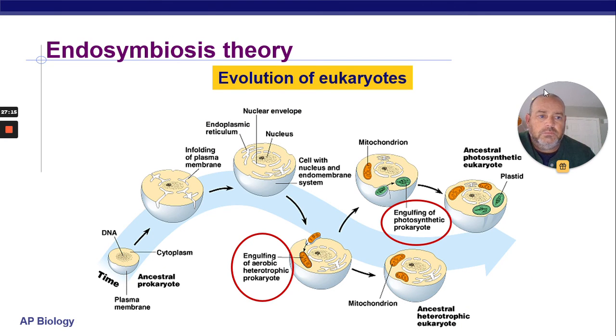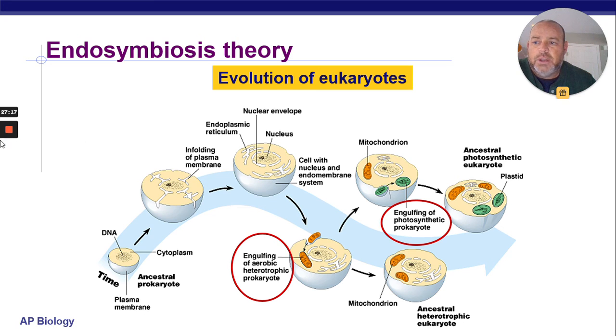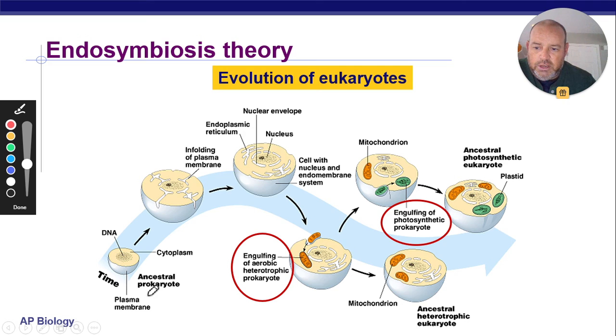So this is just a picture showing you kind of how it went. So here's your ancestral prokaryote, and you can see here's the folding in of the plasma membrane, and then one of them turned into an ER, and you get the nuclear envelope and the nucleus, and so it's progressing along the way. Years, this is not quick, right? Lots of years have gone by, thousands and millions of years. So here we engulf an aerobic heterotrophic prokaryote. Okay, so this is the mitochondria, right?